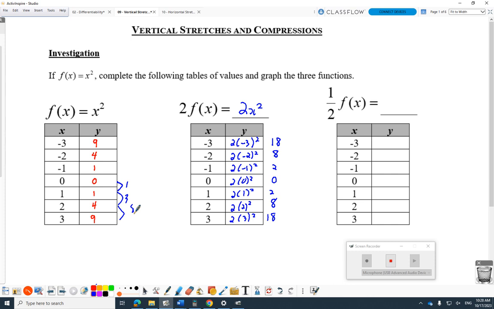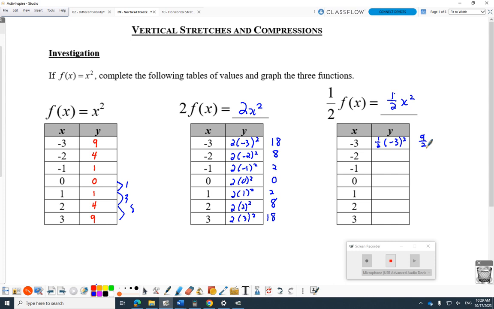But half f of x would then be half x squared. And I'll show all the steps. I'm going half of negative 3 squared, which is 9 over 2. And you know I like fractions.